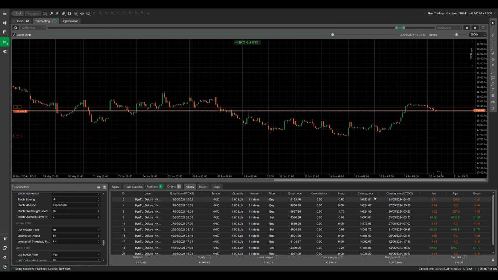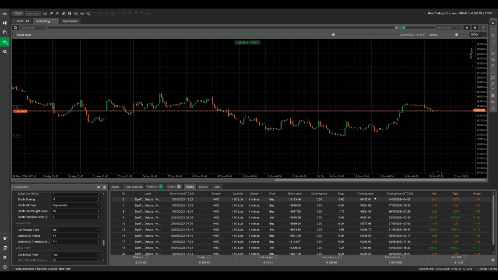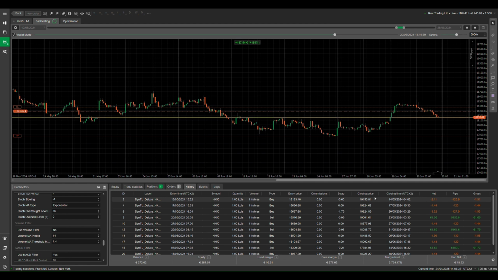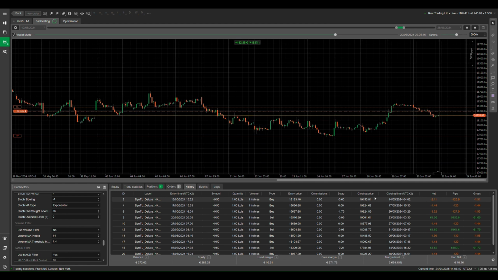Group, break-even. Use break-even. Description: if set to true, enables the feature to move the stop loss to break-even once a certain profit is reached. Default, false.